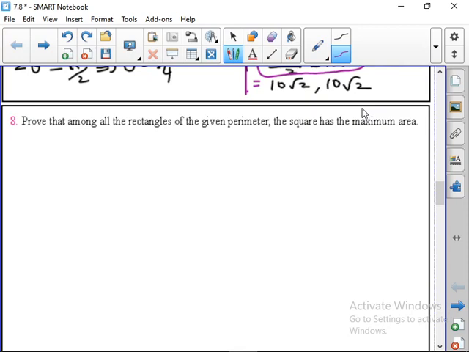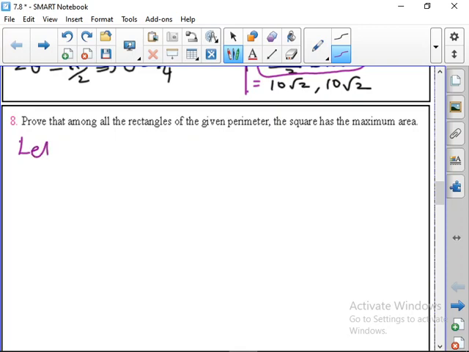Now we'll go to question number 8. Prove that among all the rectangles of given perimeter, the square has the maximum area. Very simple question. A similar one is given as an example, so that example can be taken for homework. Example 7.65 is a similar one.